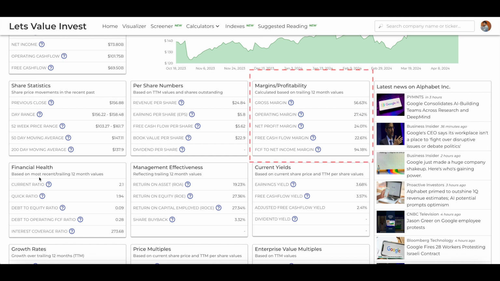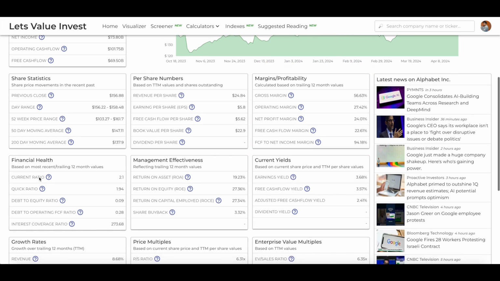Margins and profitability lists out the margin numbers in percentage based on trailing 12-month values. Gross margin, operating margin, net profit margin, all these from the income statements calculated with respect to the revenue number. And free cash flow margin and free cash flow to net income margin or ratio calculated from both the income as well as cash flow statements.